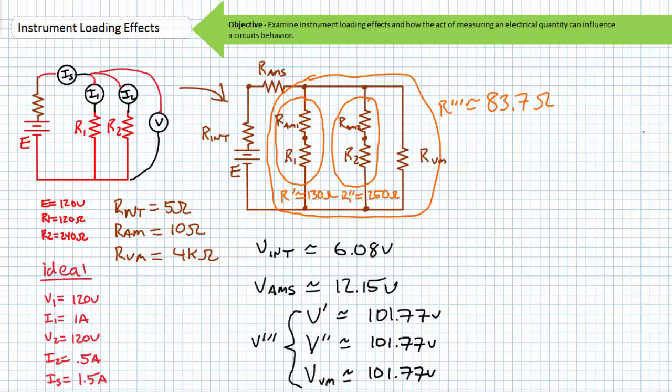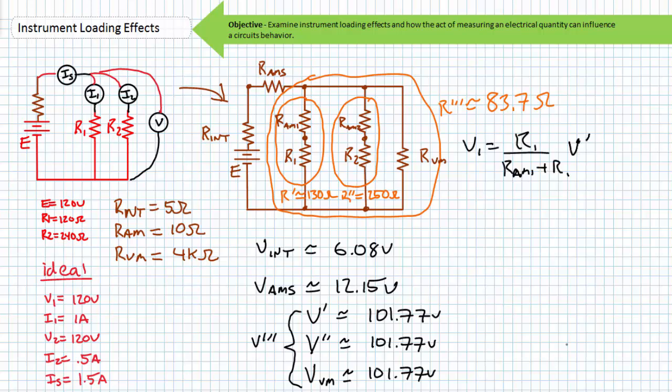Where the voltage across the internal resistance of the source is found to be 6.08 volts, the voltage across the ammeter used to measure source current is 12.15 volts, and the voltage across the three paths making up R triple prime is found to be 101.77 volts. Since R1 and R2 are in actuality elements within the series paths R prime and R double prime, we need to use the voltage divider rule to solve for the actual voltage drop experienced by these resistors.